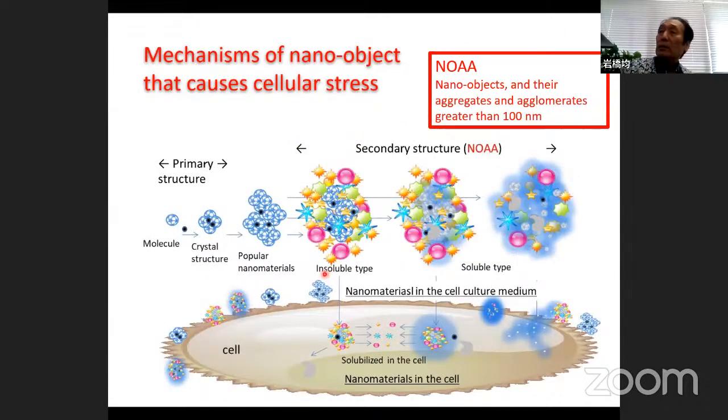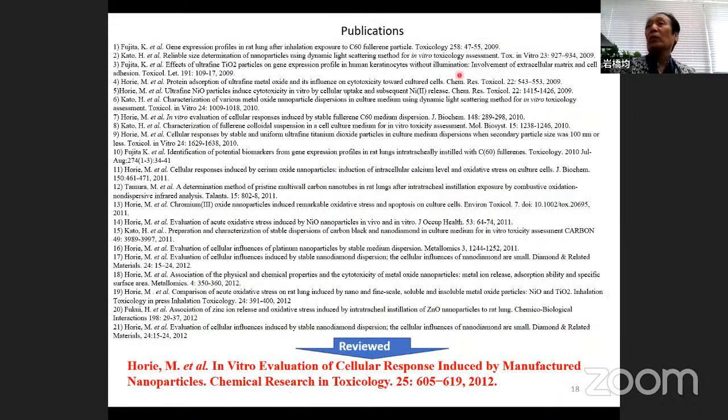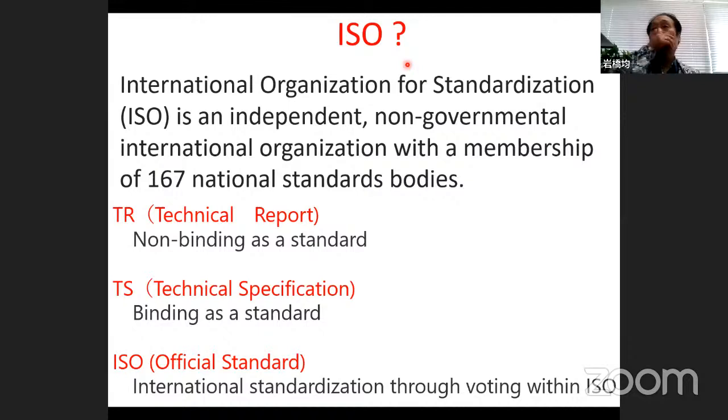So anyway, we have to care that aggregated nanoparticles are incorporated. We have the publications and reviews, and I tried to make an ISO standard. ISO is the International Organization for Standardization, a non-government international organization. And we have three kinds of publications. One, TR, technical report, is not binding as a standard. And TS is technical specification, binding as a standard. And this is the final purpose of ISO.